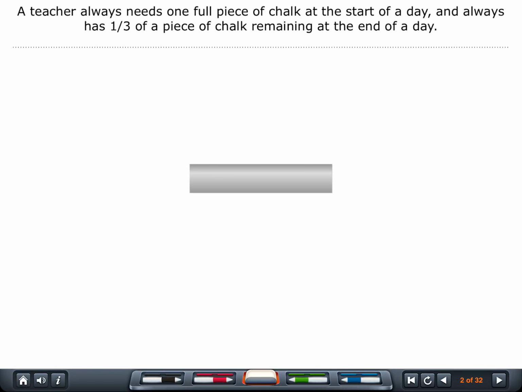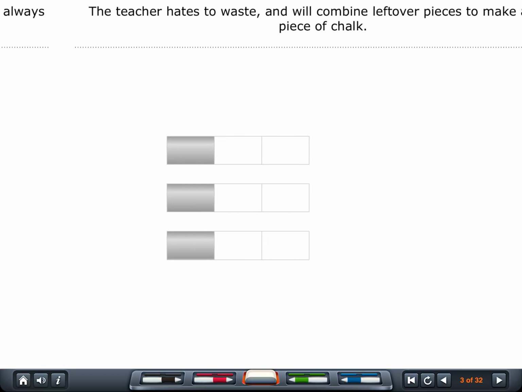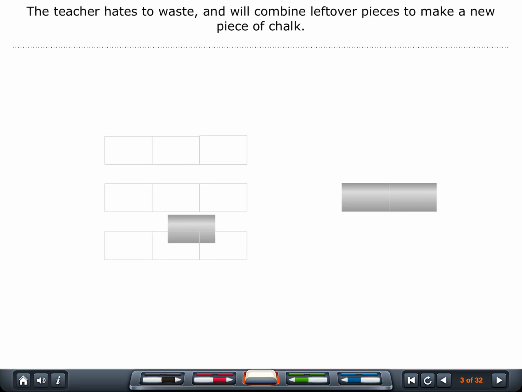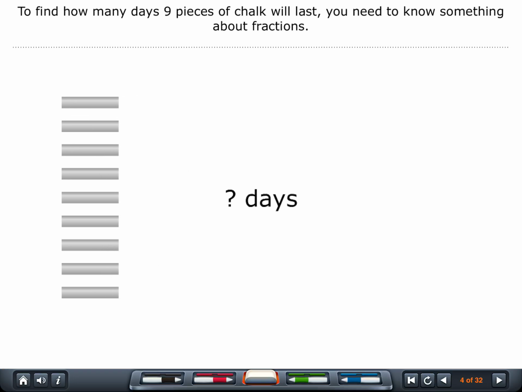A teacher always needs one full piece of chalk at the start of a day, and always has 1/3 of a piece of chalk remaining at the end of a day. The teacher hates to waste, and will combine leftover pieces to make a new piece of chalk. To find how many days 9 pieces of chalk will last, you need to know something about fractions.